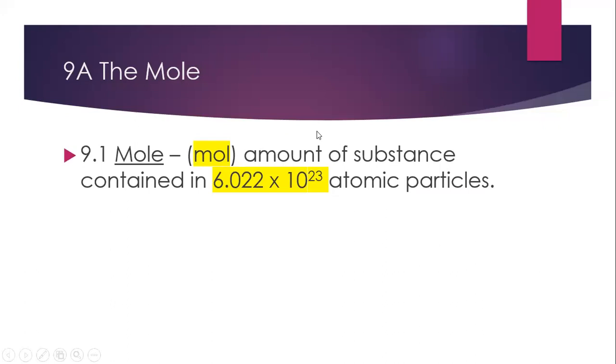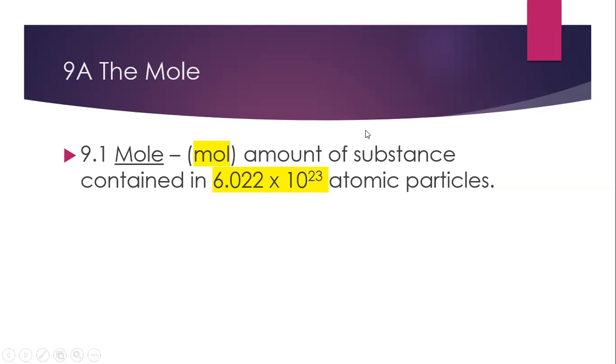So its definition is amount of substance, how many particles are in something. It says contained in 6.022 times 10 to the 23rd atomic particles. And so this is a huge number, 6.022 times 10 to the 23rd. So remember when we extended this out in scientific notation, after the decimal point, this would go out 23 places to the right. So after these twos, you'd put 20 zeros all the way to the right.